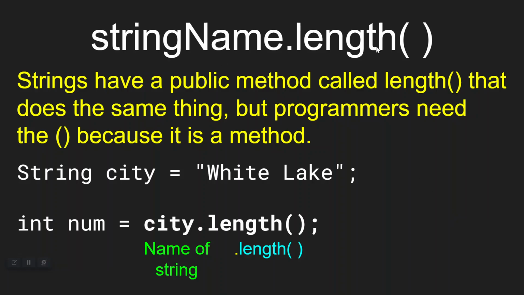We're used to using the length method with the String class. Strings have a public method called length with, again, the parentheses, because it's a method that does the same thing. But again, when you're working with strings, you need to remember the parentheses, because again, you're calling a method. So String city equals "White Lake". I could say int num equals city.length(), and again, with the parentheses, that will return the number of characters in this string, and it'll store it as my variable num.